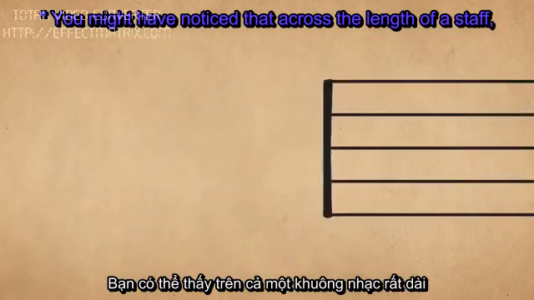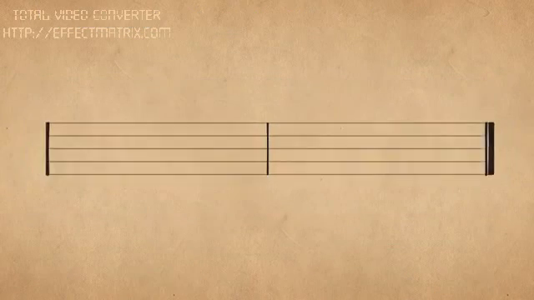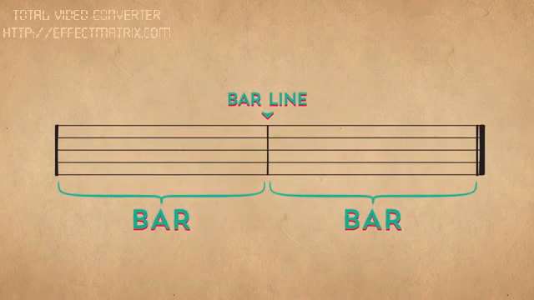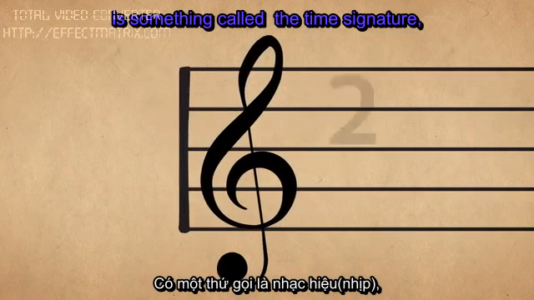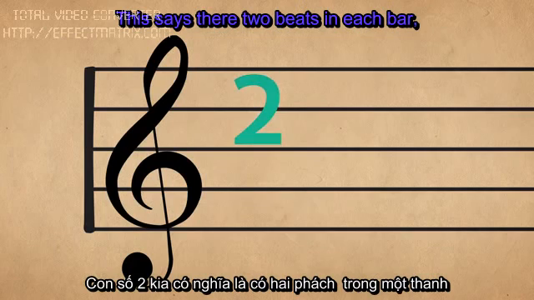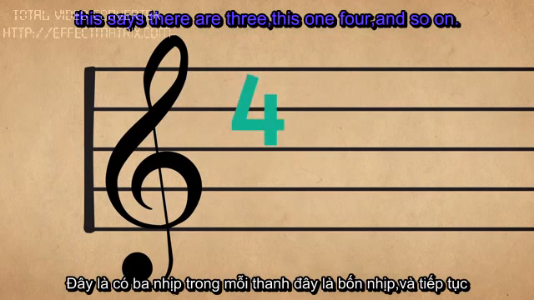You might have noticed that across the length of a staff, there are little lines dividing it into small sections. These are bar lines, and we refer to each section as a bar. At the beginning of a piece of music, just after the clef, is something called the time signature, which tells the performer how many beats are in each bar. This says there are 2 beats in each bar, this says there are 3, this one 4, and so on.